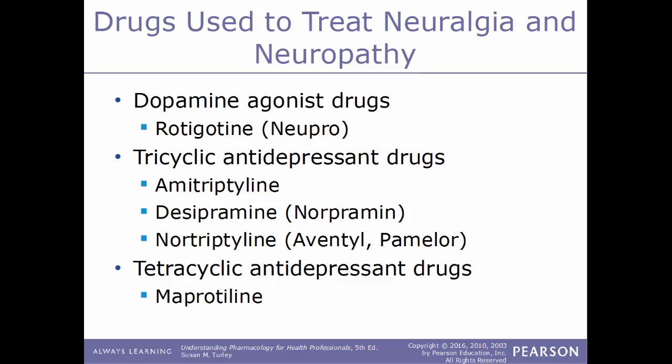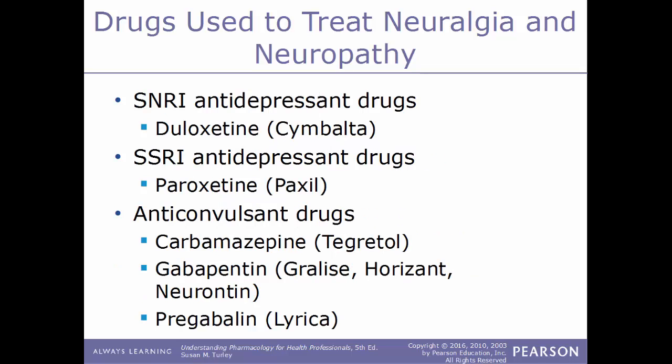When it comes to drugs that are used to treat neuralgia and neuropathy, there are several different categories. One category would be dopamine agonist drugs, such as rotigotine, also known as Neupro. Another category would be tricyclic antidepressant drugs, such as amitriptyline, desipramine, also known as Norpramin, and nortriptyline, also known as Pamelor or Aventyl. Another category would be tetracyclic antidepressant drugs, such as maprotiline.